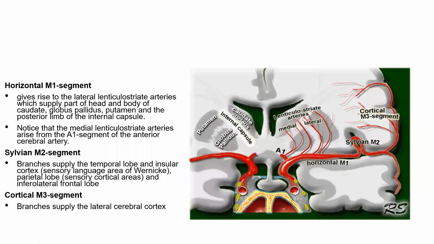So again, if we go into the middle cerebral artery segments, you can see this is the M1 horizontal segment, which gives off these lateral lenticulostriate arteries, which supply part of the head and the body of the caudate, globus pallidus, putamen, and the posterior limb of the internal capsule. You need to emphasize a little point here: the lateral lenticulostriate arteries arise from the horizontal segment of the M1 artery, but the medial lenticulostriate arteries arise from the A1 segment of the anterior cerebral artery.